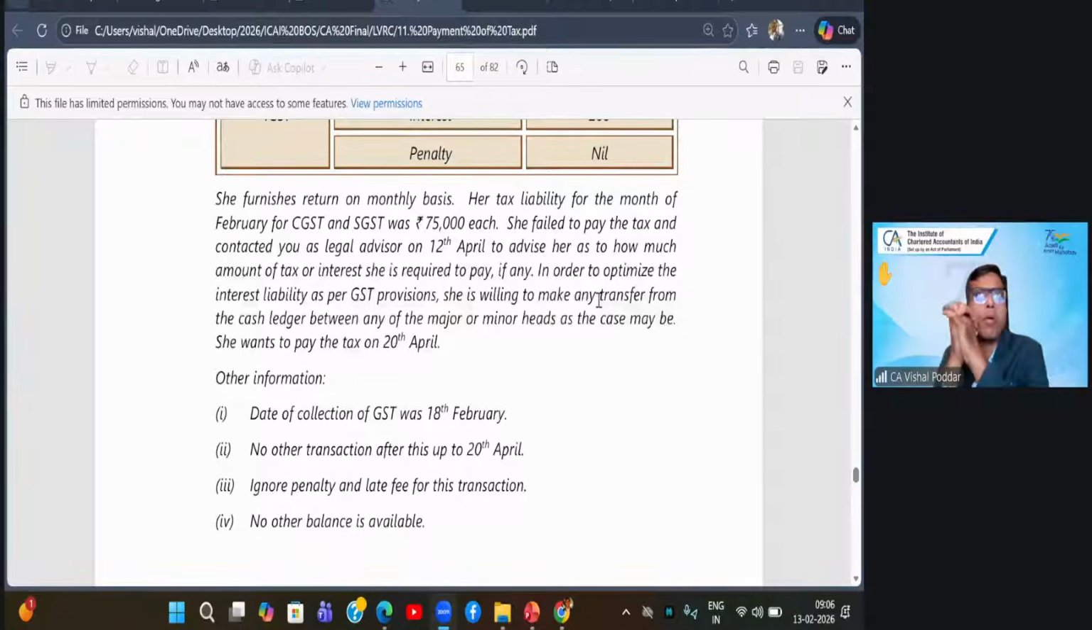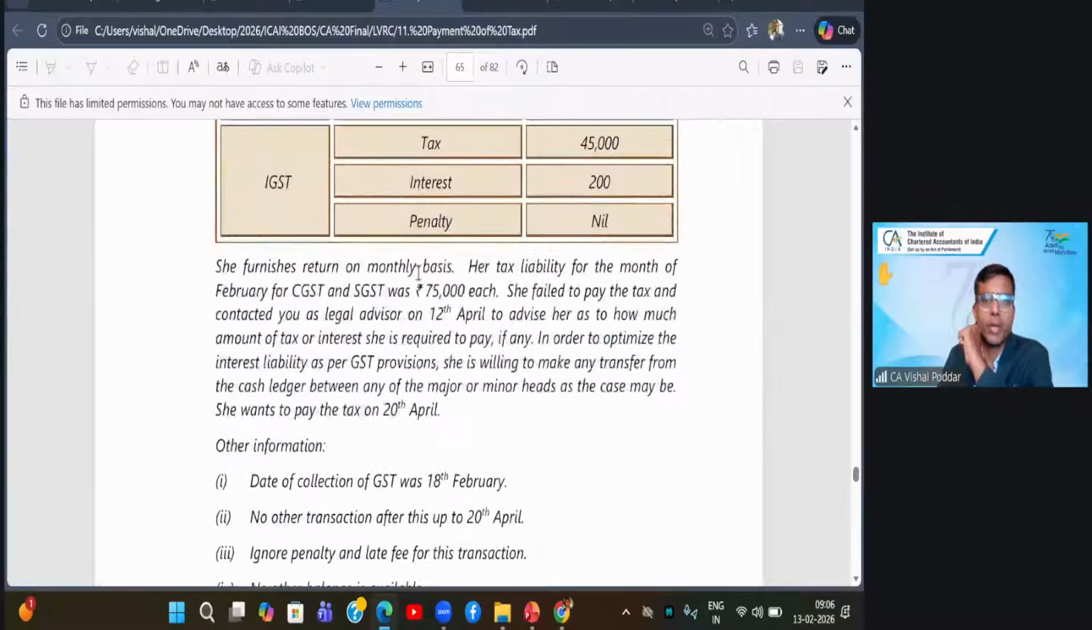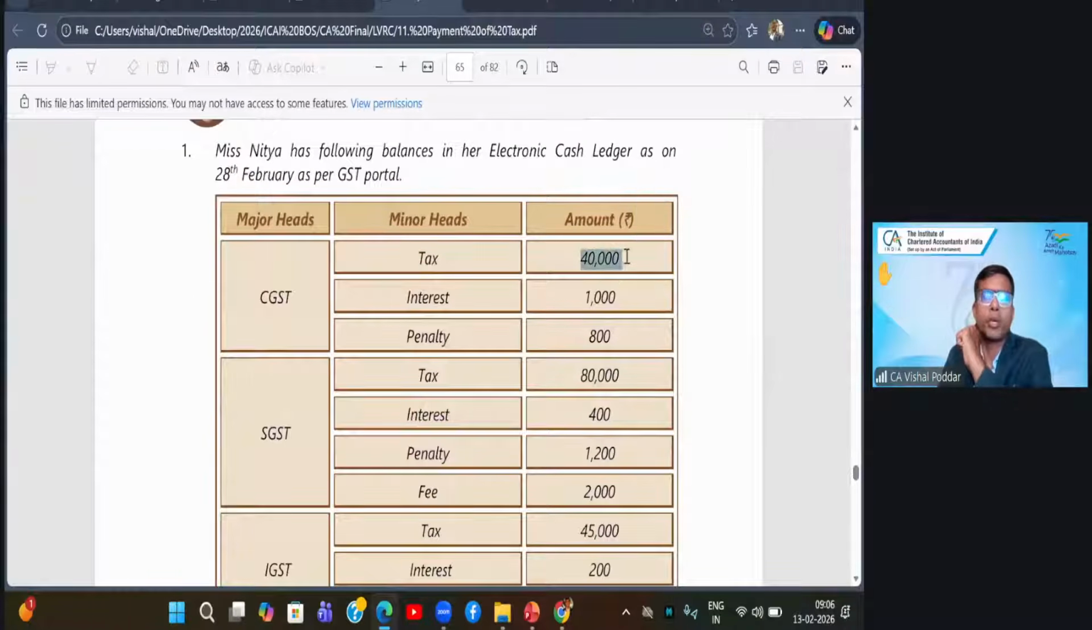Firstly, whether interest is applicable. And if it is applicable, let us say your CGST tax liability is 75,000, only CGST, right? And you have a cash ledger balance in CGST of 40,000. My question to you all is, interest is applicable on which amount? Is it 75,000 whole, which is your tax liability, or is it net because you already have 40,000 here? Yes, students, what according to you is the correct amount on which interest shall be applicable? Anybody?